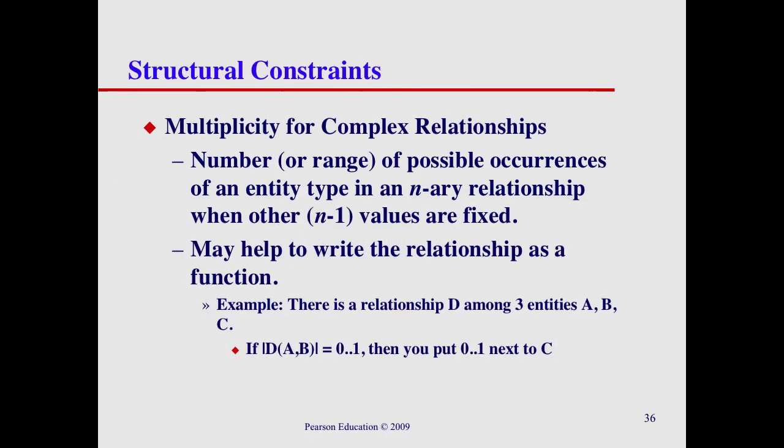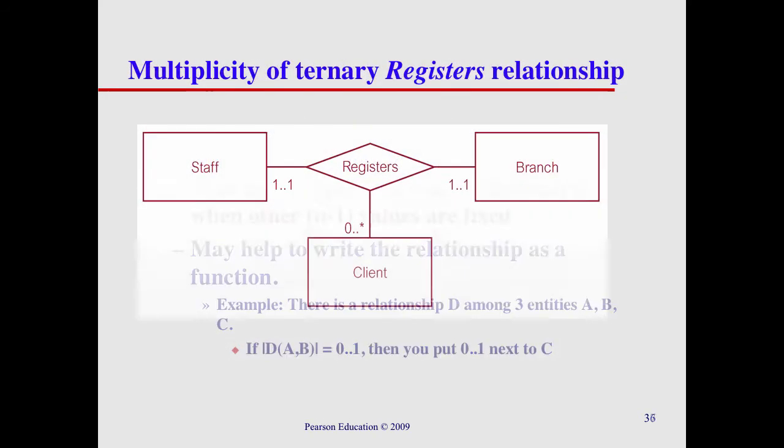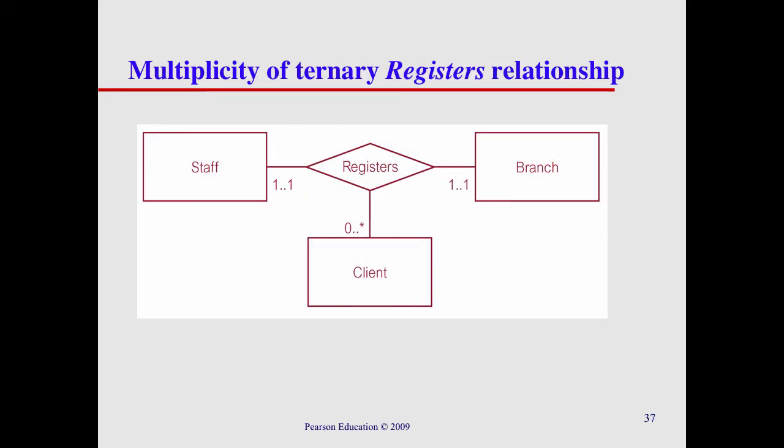Okay? And then the final thing we talked about is, what do you do when you have a relationship involving multiple entities? How do you calculate the multiplicity in that case? The way I do it is I create an actual occurrence of that relationship by filling in values for all but one of the entities. And once I've done that, I figure out how many occurrences of the remaining entity there can be.